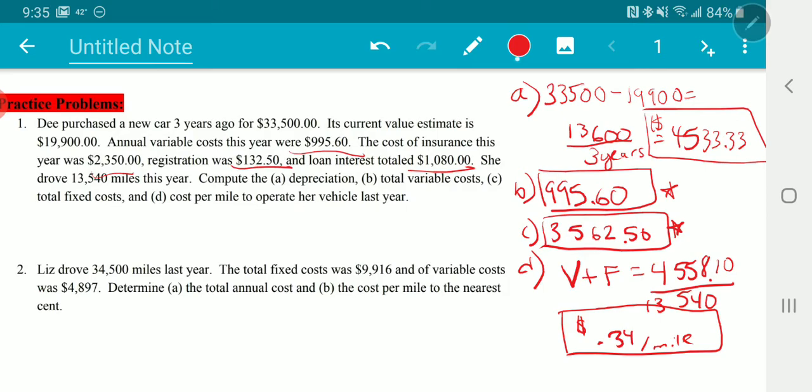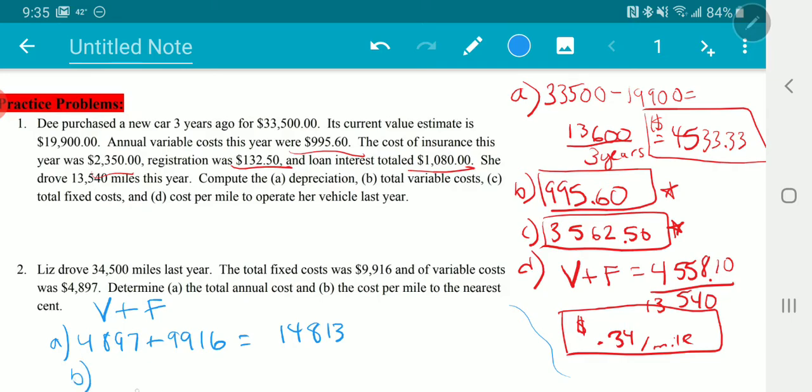Number 2 is a little bit easier. I'm going to change color so you can clearly see which problem I was working on. It wants to know the total annual cost first. Again, total annual cost is just that variable plus fixed. So for A, my variable costs were $4,897 plus your fixed cost of $9,916. When you add both of those up, you get a total cost of $14,813. Okay, so that's part A.